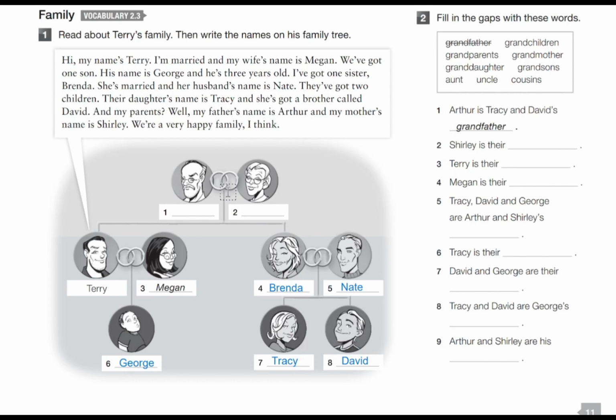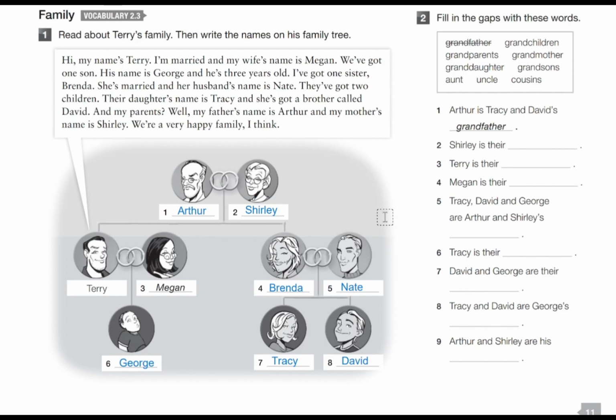Well, my father's name is Arthur. So number 1 is Arthur here. Great. And my mother's name is Shirley. We are a very happy family, I think. So Shirley is the mother. So number 2 is Shirley, as you can see. There you go. That's it.